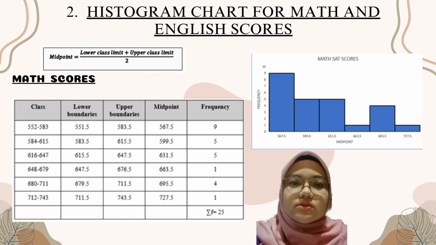Math score. Based on this histogram, the highest frequency is 9. The midpoint is 567.5, and it continues to decrease to frequency 1 at the midpoint of 663.5. Then it increases to frequency 4 at the midpoint of 695.5 and returns to frequency 1.